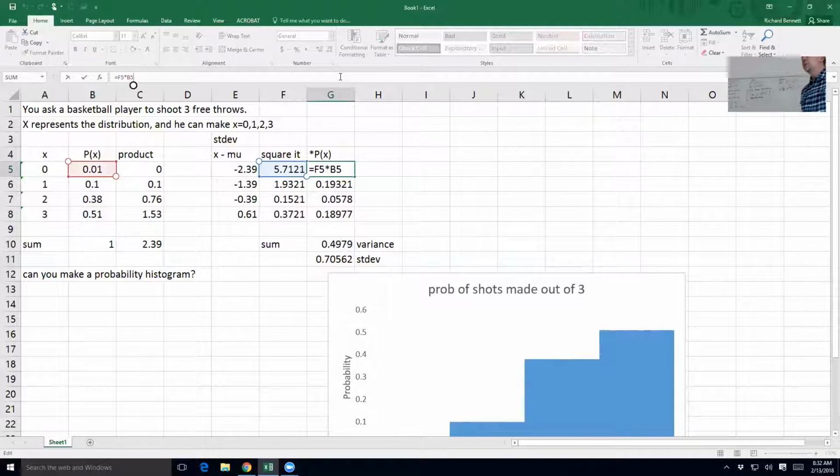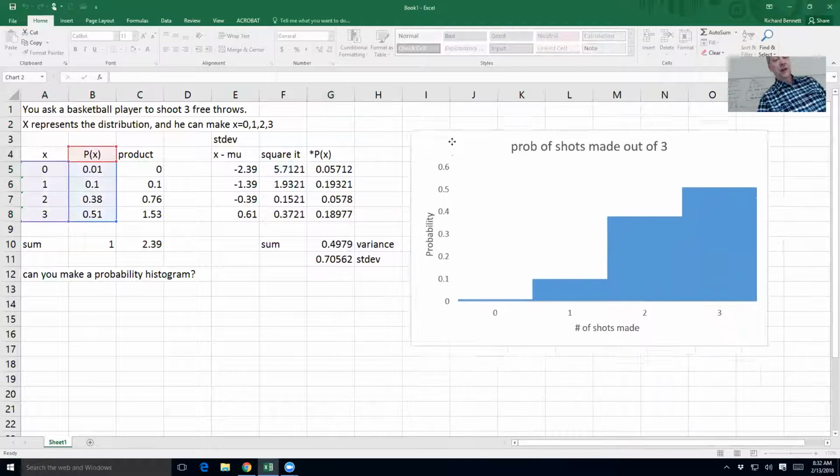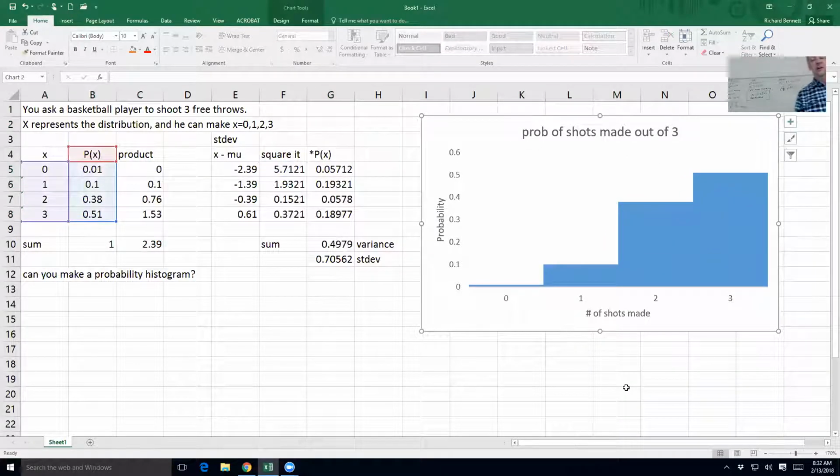Now, let me ask you, does 0.7 seem like a reasonable number for your standard deviation? It's less than one, right? Yeah. Now, by the way, let me ask you another question. Could you draw the mean on here? Or where's the mean located? 2.39, right? So how would you draw it on here?